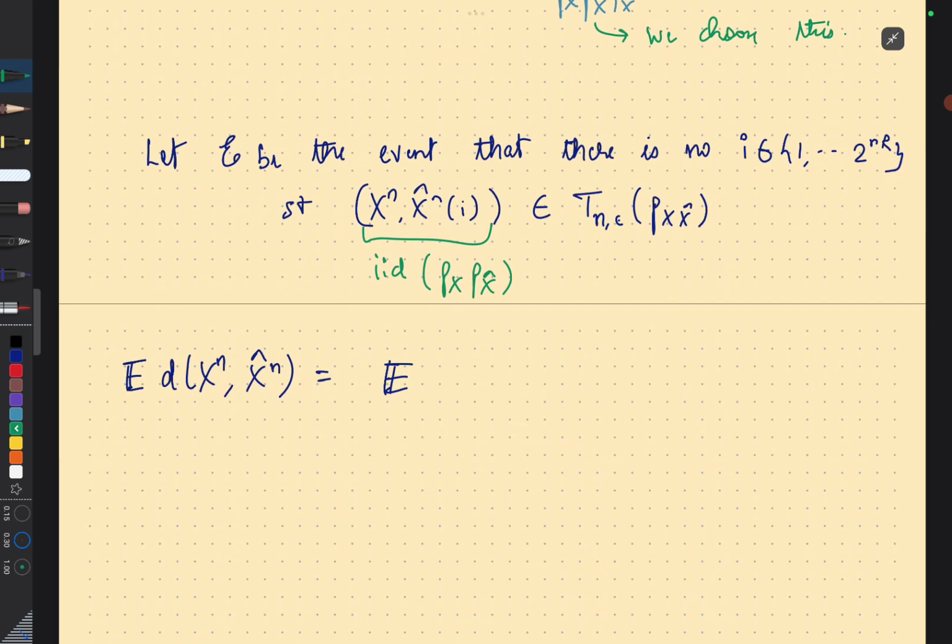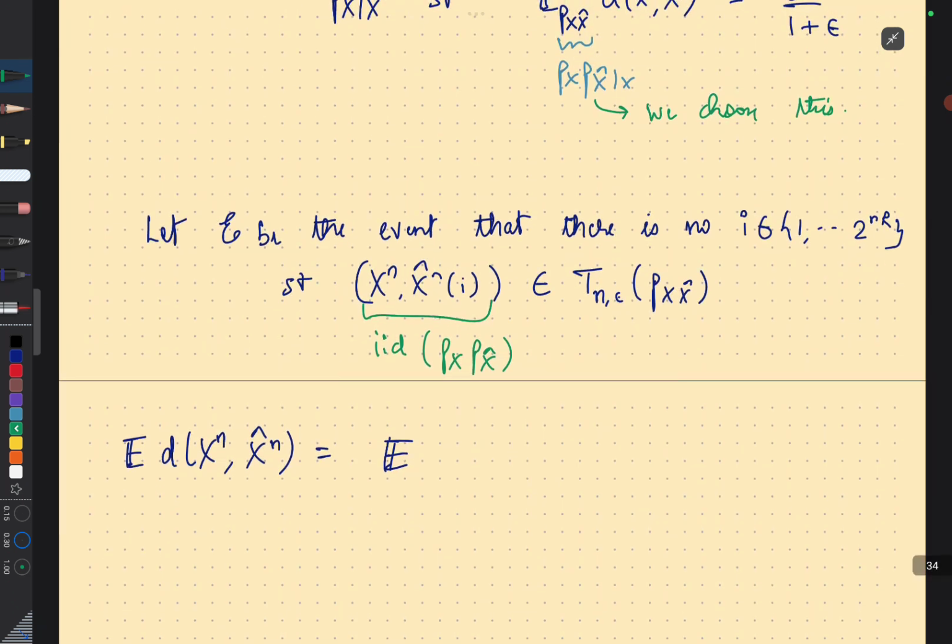Question? Code words in the code book are distributed according to Px hat. Correct. And Px hat is coming from marginalizing the joint distribution. Correct. The joint distribution is chosen based on Px hat given x. The joint distribution is some distribution, but it involves Px, which is the source distribution.